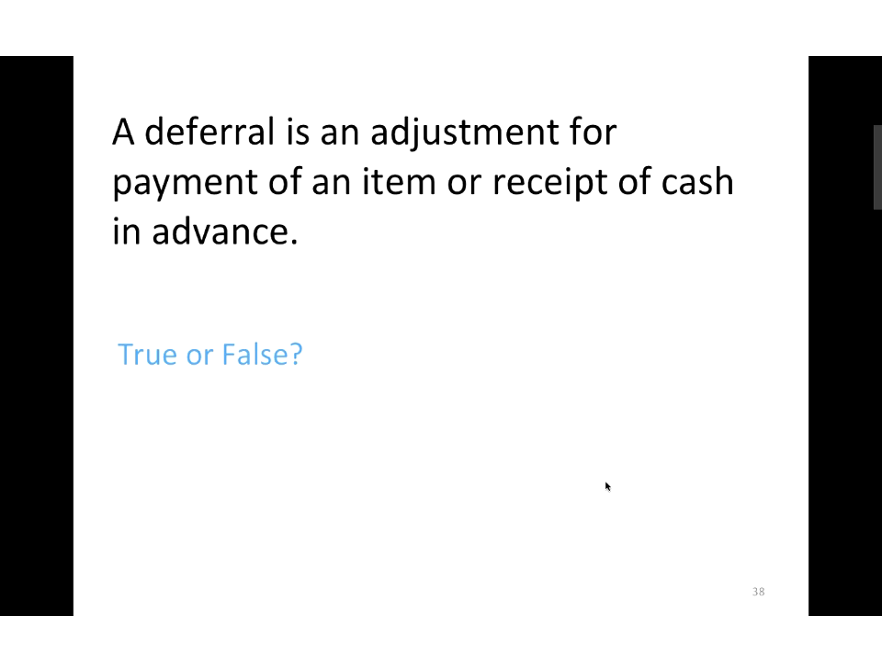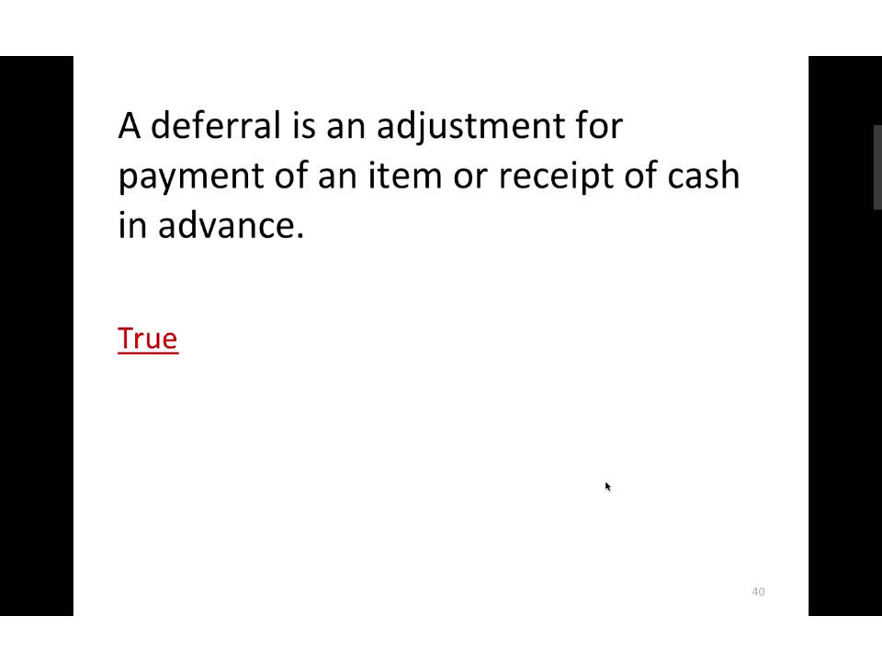Okay, now a deferral is an adjustment for payment of an item or receipt of cash in advance. Let's talk about this. Deferring means to put off, right? So we put off the expense recognition, or we put off the revenue recognition until we earn it. So actually this one is going to be true. The reason it's true is deferrals deal with things that are paid in advance or cash that's received in advance. So it's going to be our prepaid insurance, it's going to be our unearned service revenue. So it's actually true.